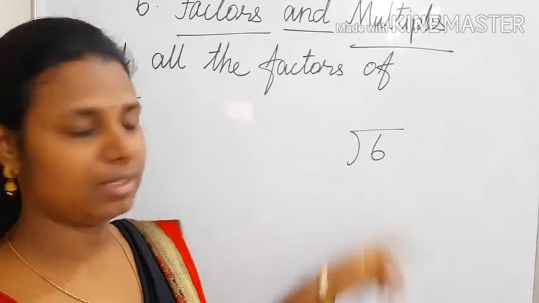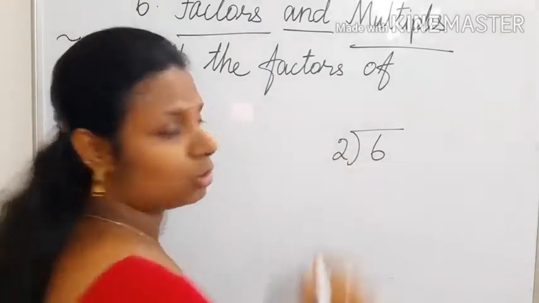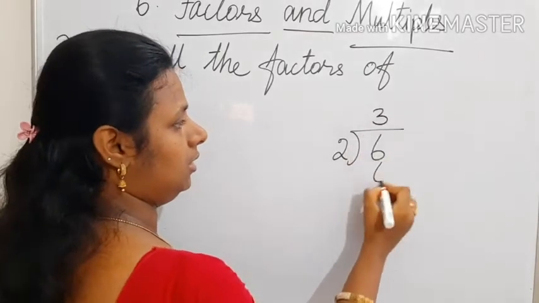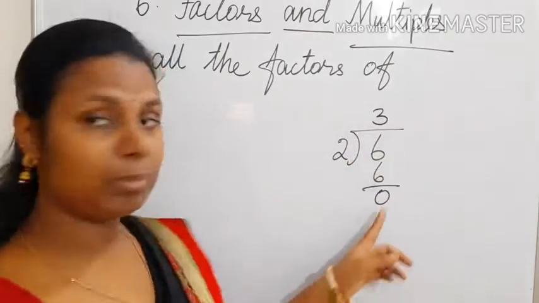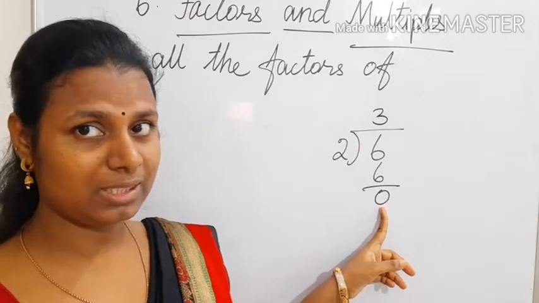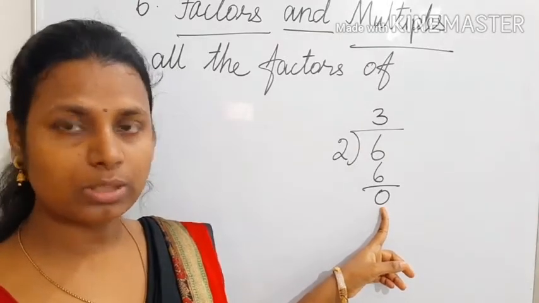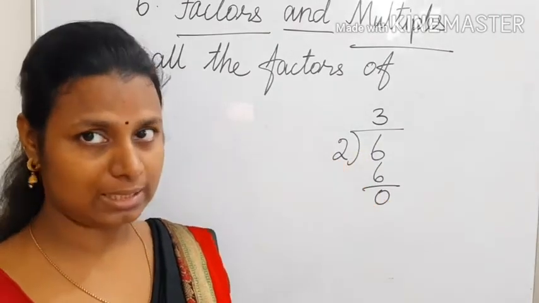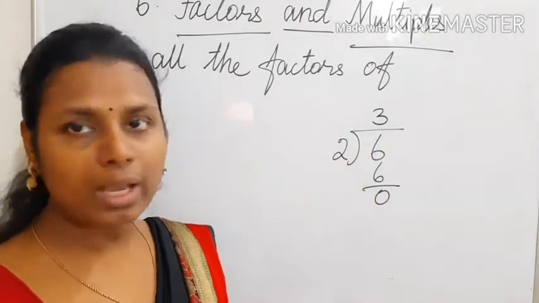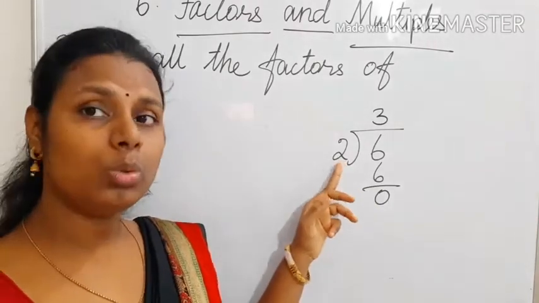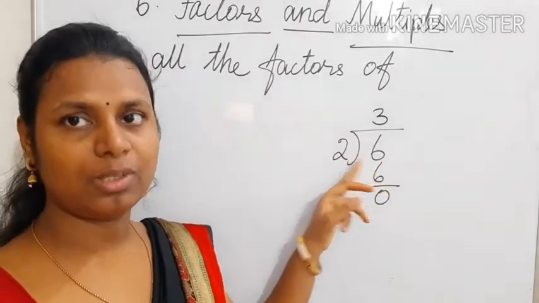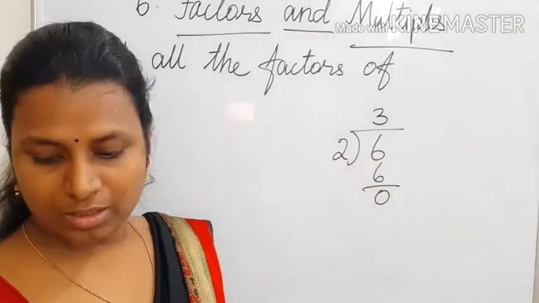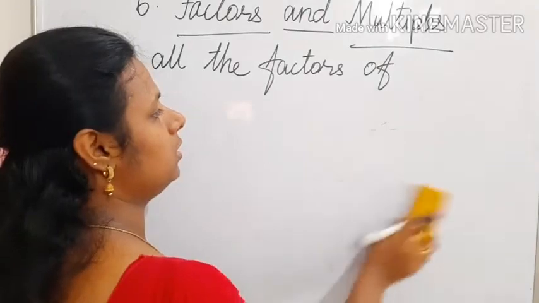6 is the dividend here. So, I am going to divide by 2. 2 threes are 6. So, the remainder is 0. That means 6 is divided by 2 exactly. So, 2 is a factor of 6. Okay. Now, shall we go to the questions?